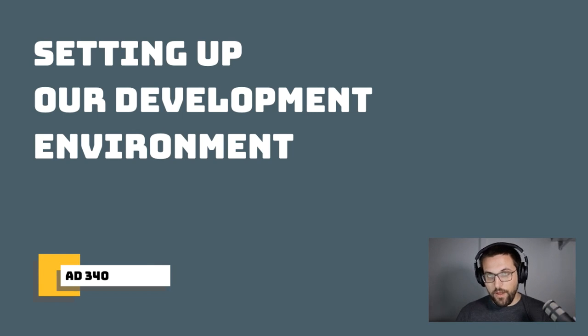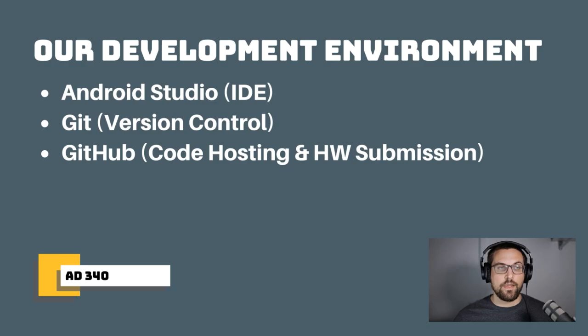So, all of that said, the first step for us starting to become Android developers is we need to set up our development environment. Our development environment for this course is going to be comprised of three things. It's going to be Android Studio, which is going to be our IDE, Git, which we will use for version control, and GitHub, which we will be using to store our code, and also will be needed for submitting homework assignments. So now hopefully you're all somewhat familiar with Git and GitHub.